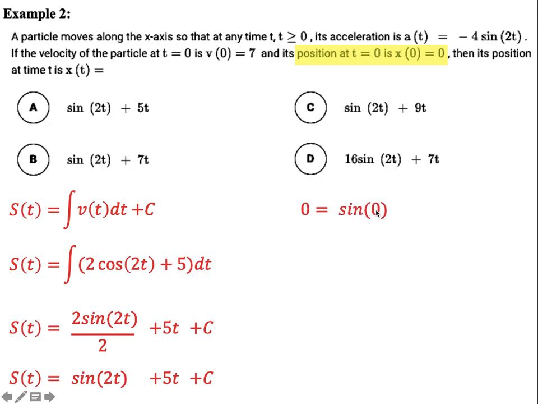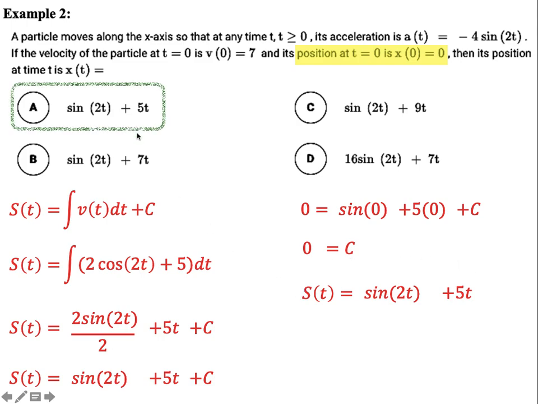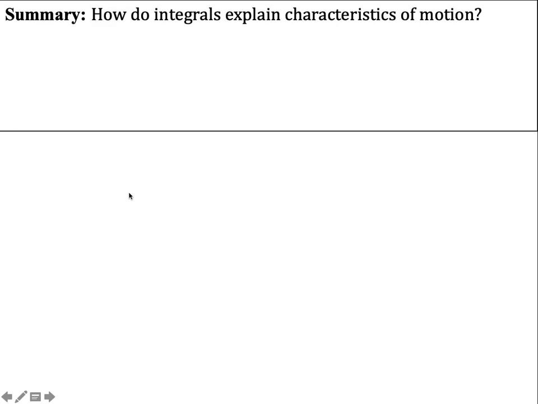When our time is 0, and we still have another place where we have to put in a 0 because we have a t there. Now we can find our c. Sine of 0 is 0, so this whole thing is 0. So that means we don't need the constant of integration because it's 0. So our position function is that, and as you notice, that is the answer we were thinking about on the previous screen. Okay, so that pretty much covers it.